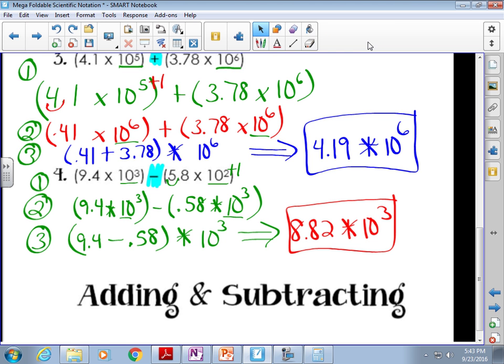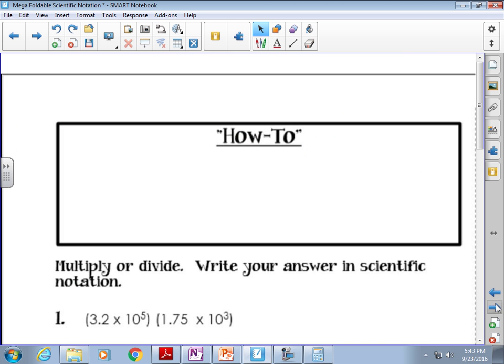That is adding and subtracting with scientific notation. All right, now let's go to multiplying and dividing. So this one, this was a little easier. This one has 3 steps. So step 1 is regroup.